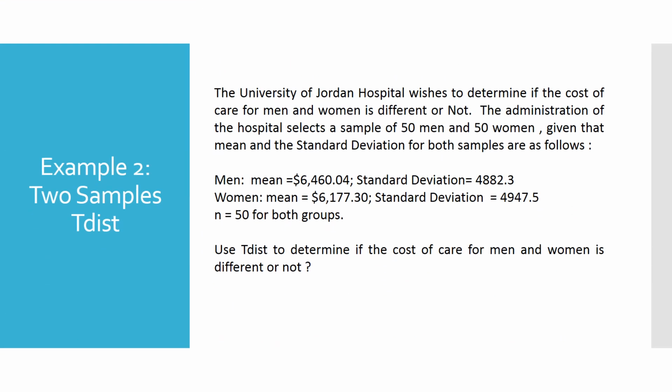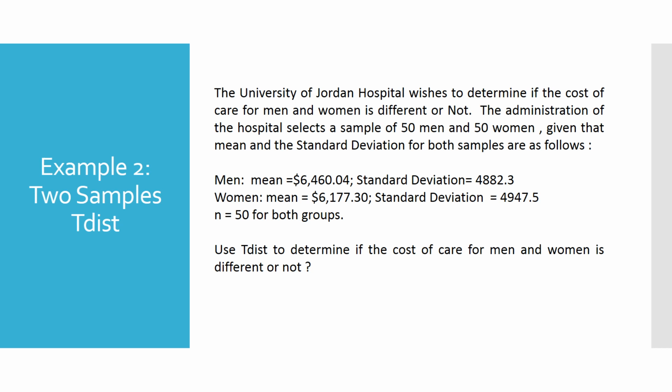Example 2. Two samples tdist. In this example, we will explain how to use tdist in two samples. The University of Jordan Hospital wishes to determine if the cost of care for men and women is different or not. The administration of the hospital selects a sample of 50 men and 50 women. Given that the mean and the standard deviation for both samples are as follows, for men and for women, n is equal to 50, which is the one sample size. Use tdist to determine if the cost of care for men and women is different or not.